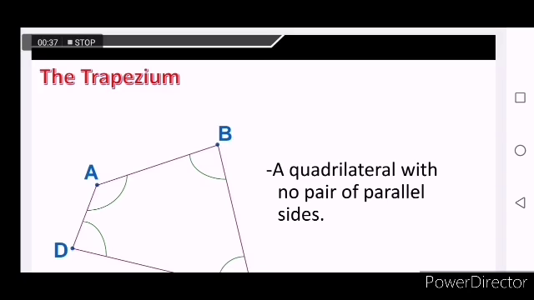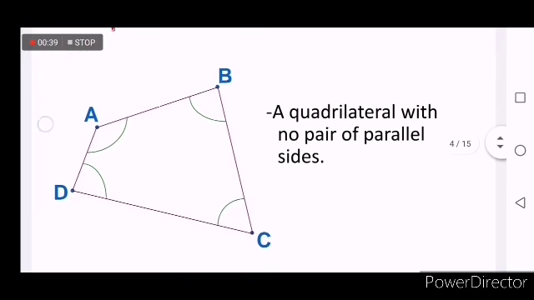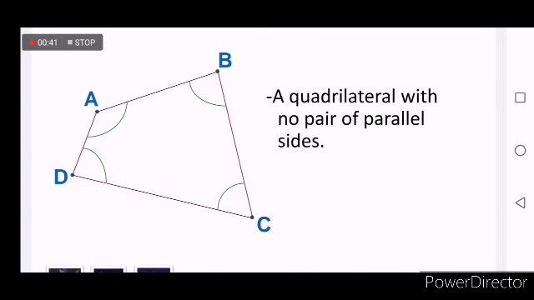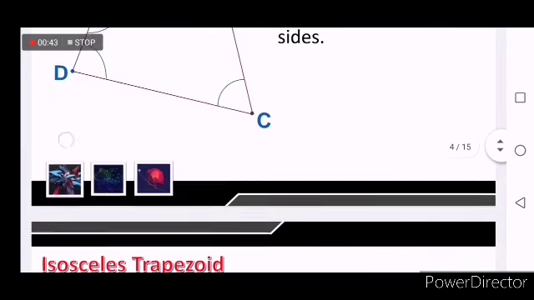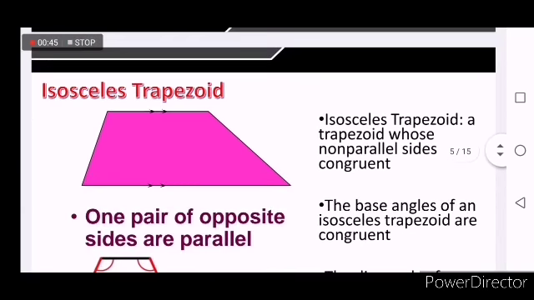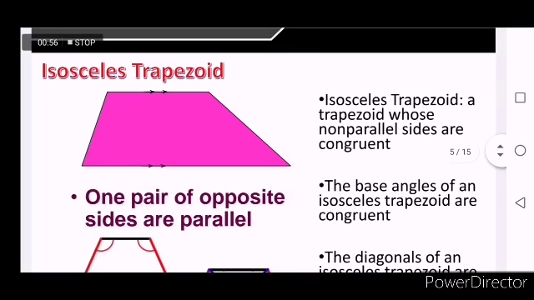Trapezium is the quadrilateral with no pair of parallel sides. So, kung walang parallel, it's called trapezium. But if at least one pair of the sides of the quadrilateral is parallel, then we call it trapezoid. Ulitin ko ha, pag one pair of opposite sides, we have what we call trapezoid.